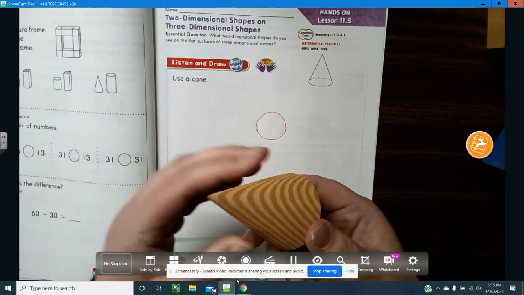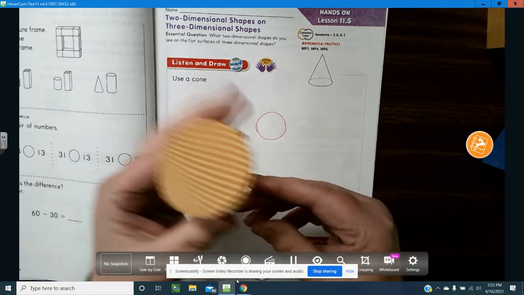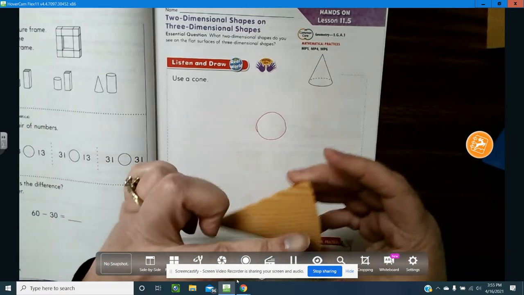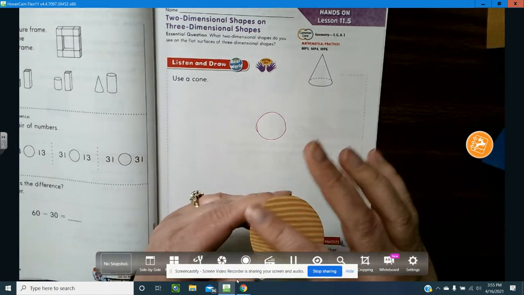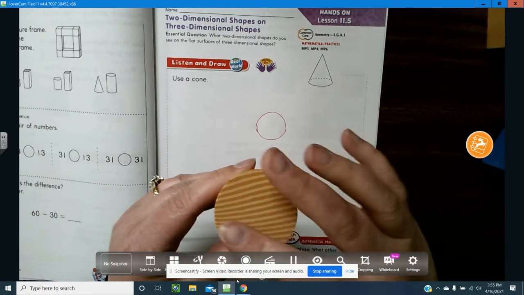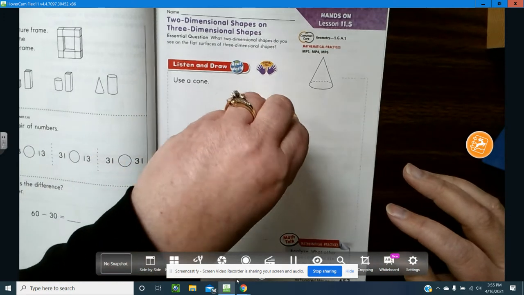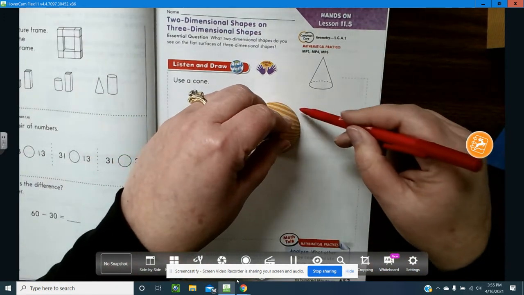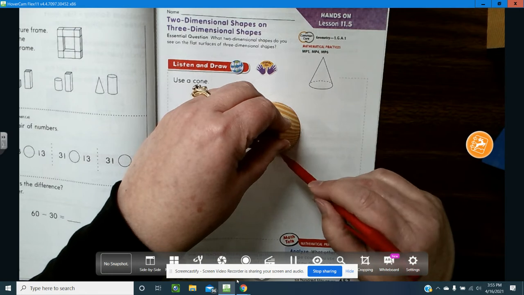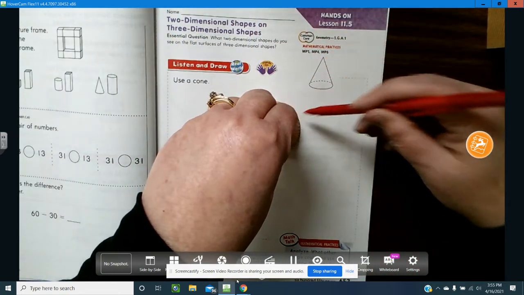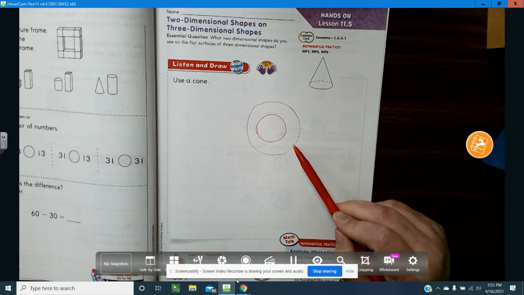This is a cone. It kind of looks like that ice cream cone that you eat, but it has all this curved side here, but it has this one flat side. This is called a surface. This is a flat surface, and you can set a cone down on its flat surface. And when you trace around that cone on its flat surface, then you get a circle.